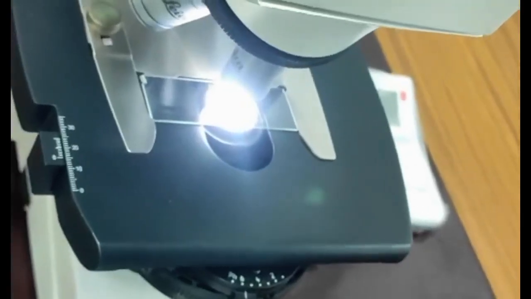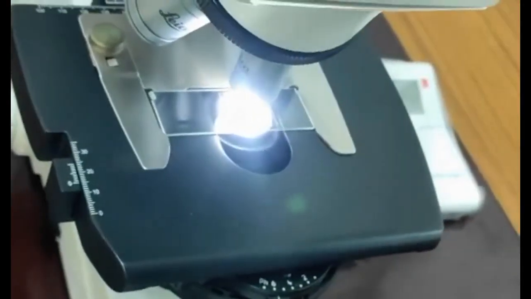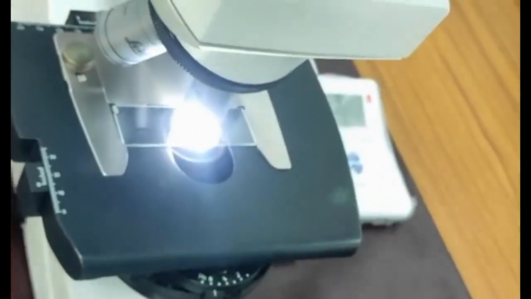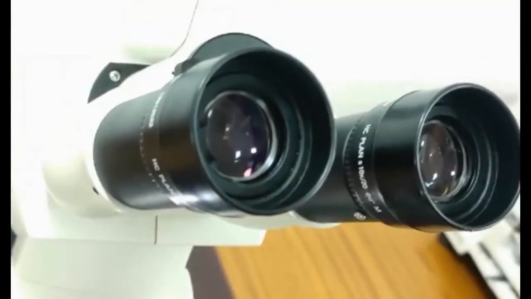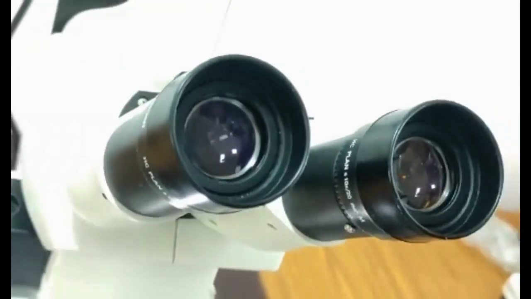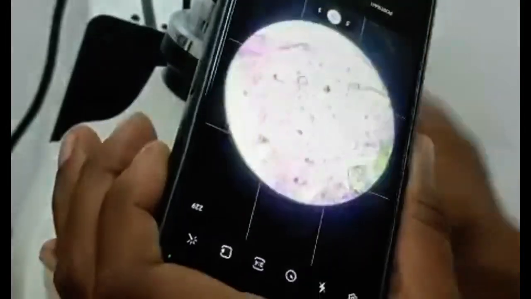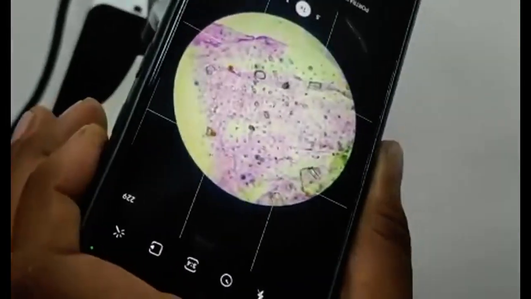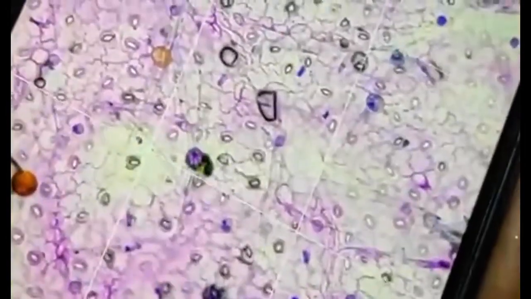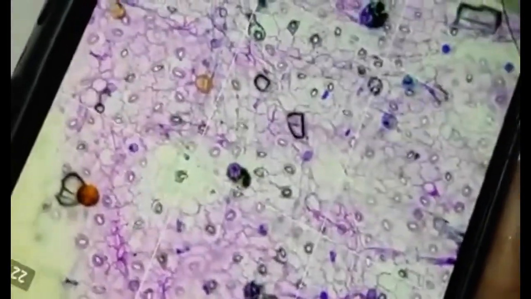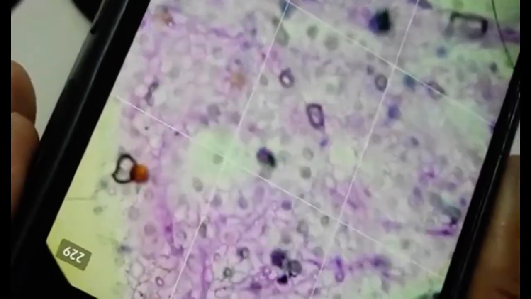So now the slide is on the stage of the microscope, and we will observe how trichomes look in this particular plant, and the plant name is Coleus. By use of a smartphone camera we will visualize. This is at low power, so here we cannot see that many things as we call wonderful, right?